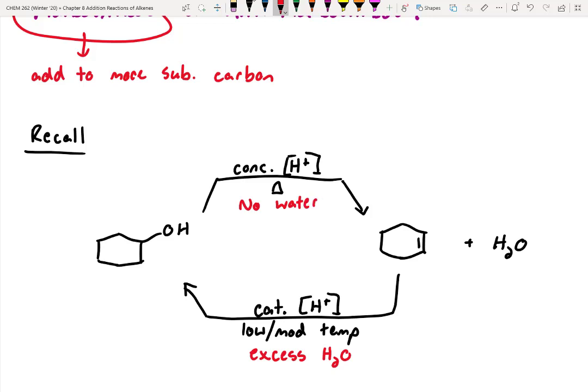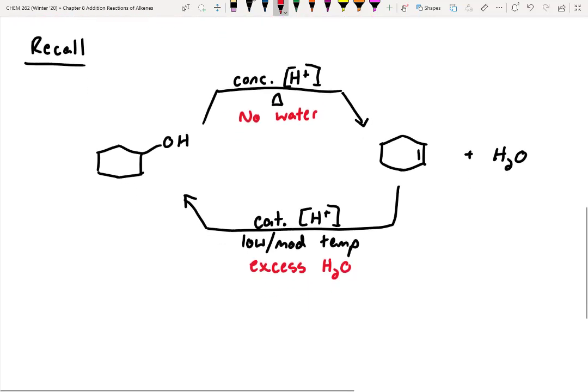Right? So then the question is, well, why? The truth is that this is under equilibrium conditions. So we can control the position of the equilibrium by either adding water or removing water from the reaction mixture. How many of you remember Le Chatelier's principle from general chemistry?